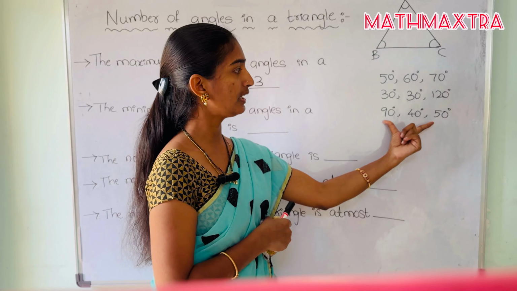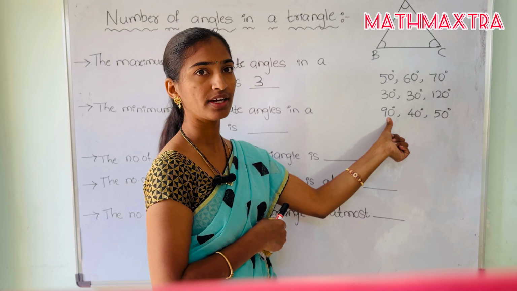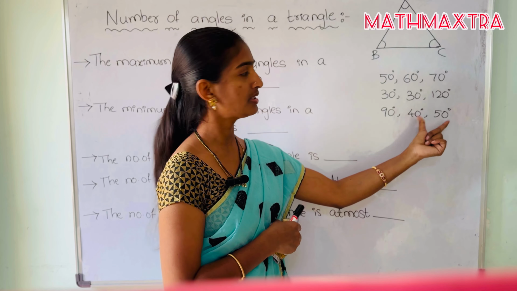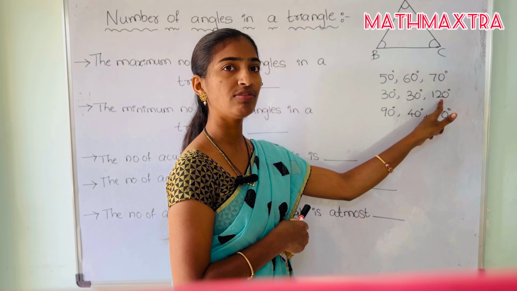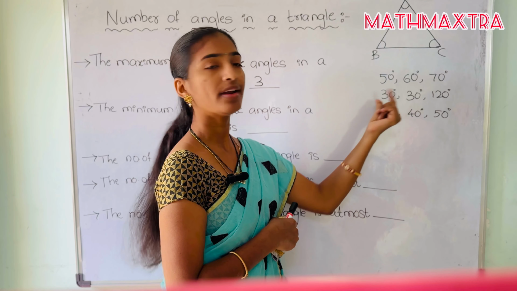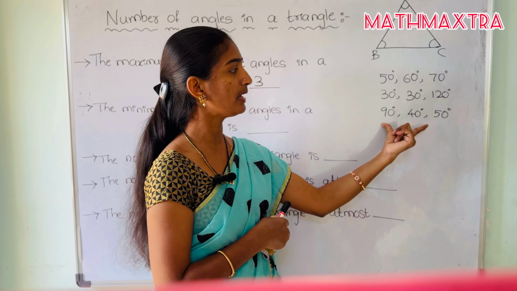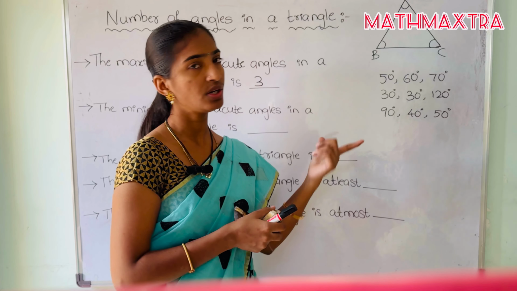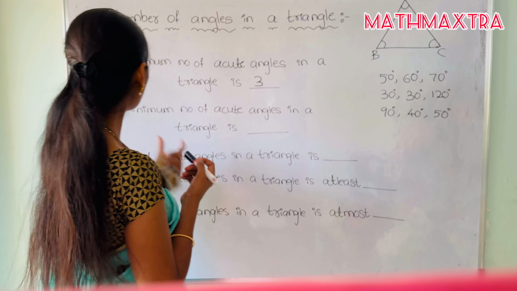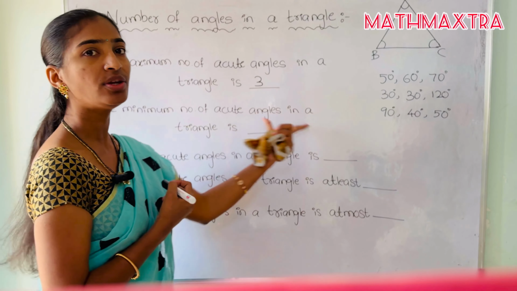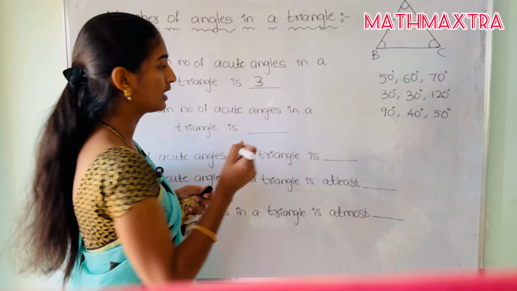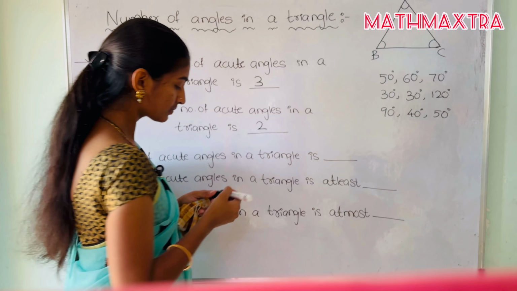You see in this case, this is the right angle we are considering. These two are acute angles. This is the obtuse angle we are considering. These two are acute angles. So how many minimum number of acute angles? 2, right? Yes, that is why the minimum number of acute angles in a triangle is 2.